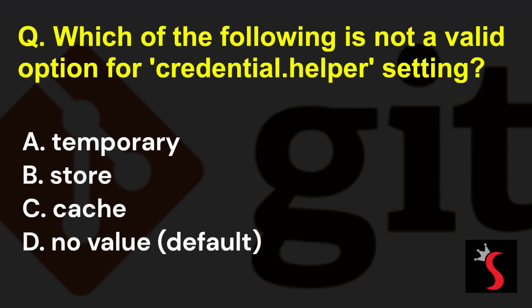Which of the following is not a valid option for the credential.helper setting? A. Temporary. B. Store. C. Cache. D. No value, default. And the correct answer is option A, temporary.